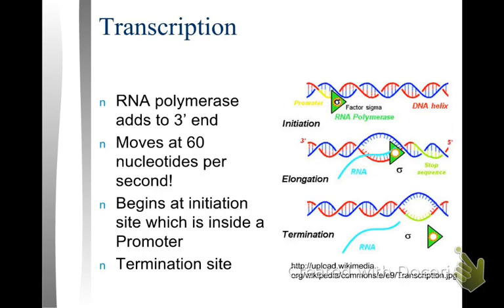And we'll do a simulator next time in class. Actually, we'll be in the computer lab, and I'll show you this really well. So that's where the RNA comes off, and then finally it terminates. Again, this moves at 60 nucleotides per second, and it starts at the promoter and ends at what's called the termination site.